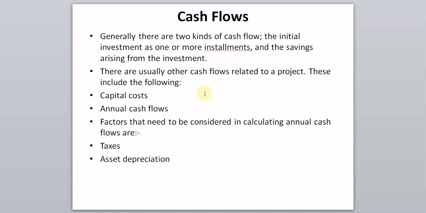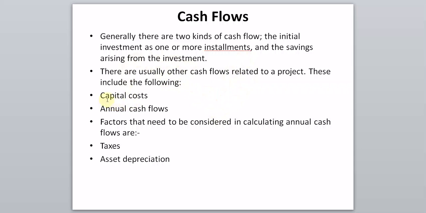Generally there are two kinds of cash flow. First is the initial investment, as one or more installments, so keep this in mind. And next is the saving arising from the investment. So investment and then saving, these are the basic two cash flows. Now there are other different cash flows which we are going to see. There are usually other cash flows related to a project. These include the following, and we are going to see each of them.